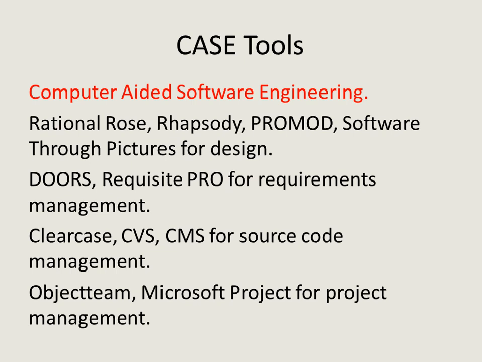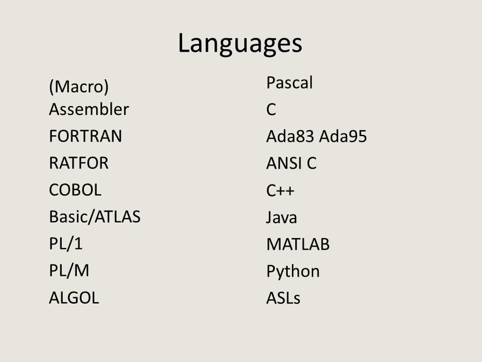But now we've got CVS. That's a popular one. We've got GitHub now, which is out on the internet. Object Team, Microsoft Project, tools for project management. So you'll run into these if you work on a large software project. These are some languages. Probably the most popular are C, C++, maybe C#, Java.